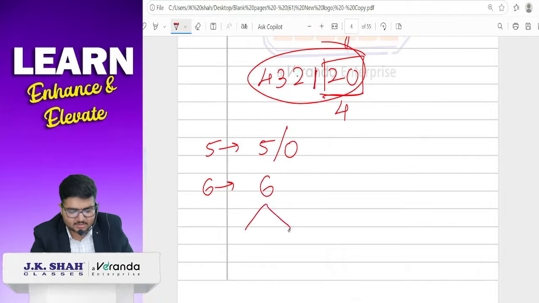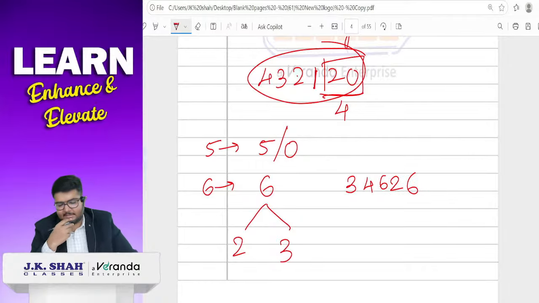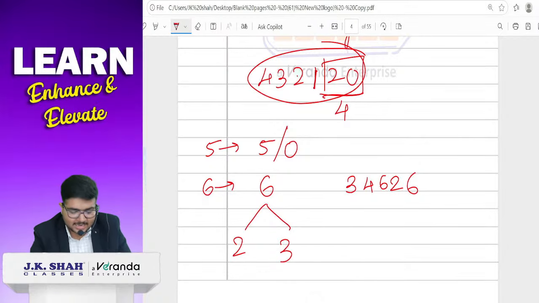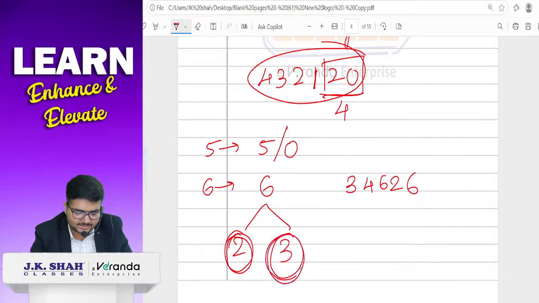Now 6 does not have its own trick. Let us take an example, then you will be able to understand very thoroughly. I have taken a number here, 34626. Now I have to check if it is divisible by 6 or not. Then I have to apply two divisibility rules in this question. I will find if it is divisible by 2. Yes, it should also be divisible by 3.